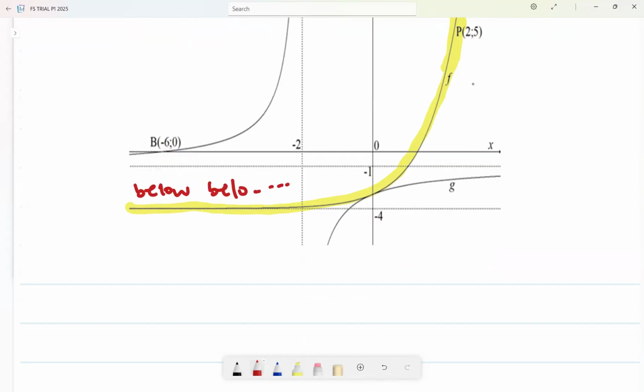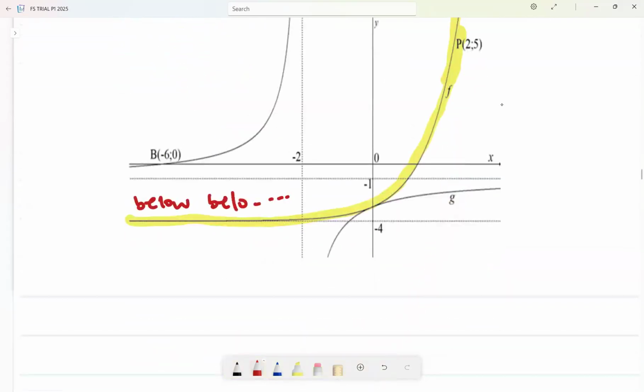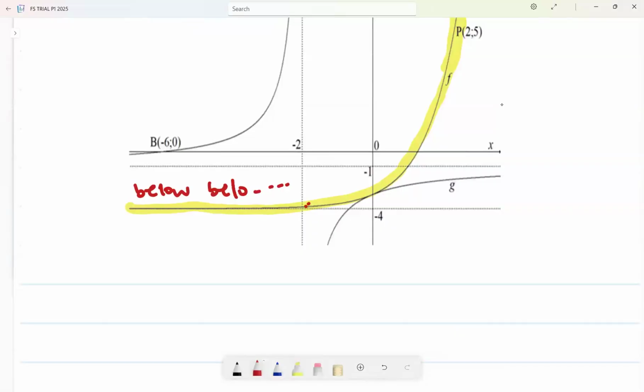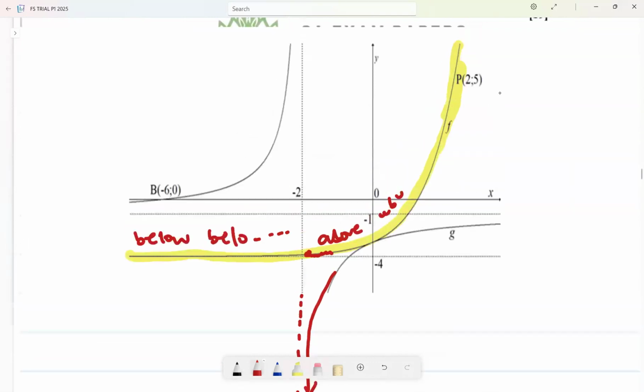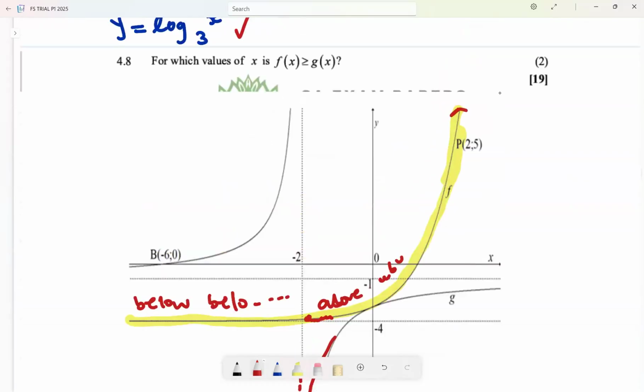But the minute we cross the asymptote, can you see, because this one is going to continue up there. So the minute you cross the asymptote, f is now above. So it's going to be above until infinity.